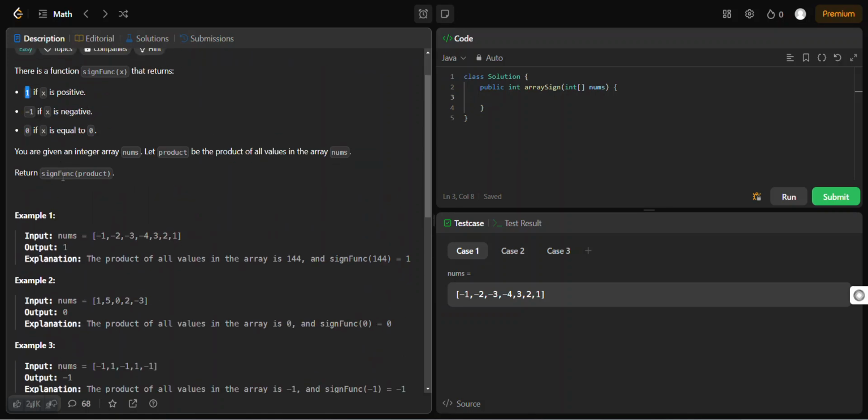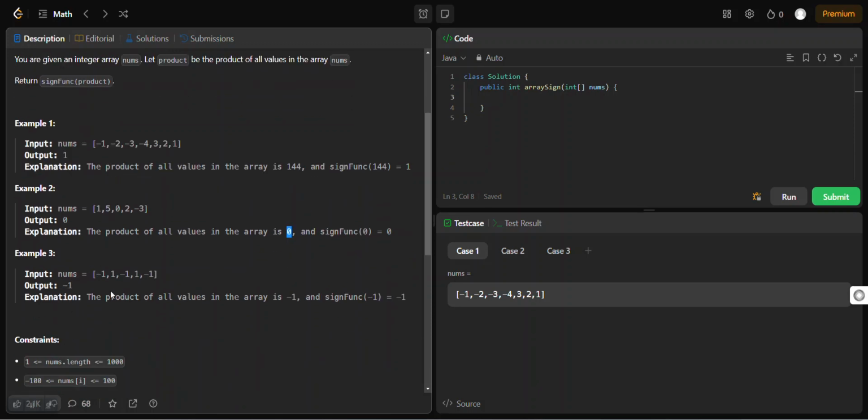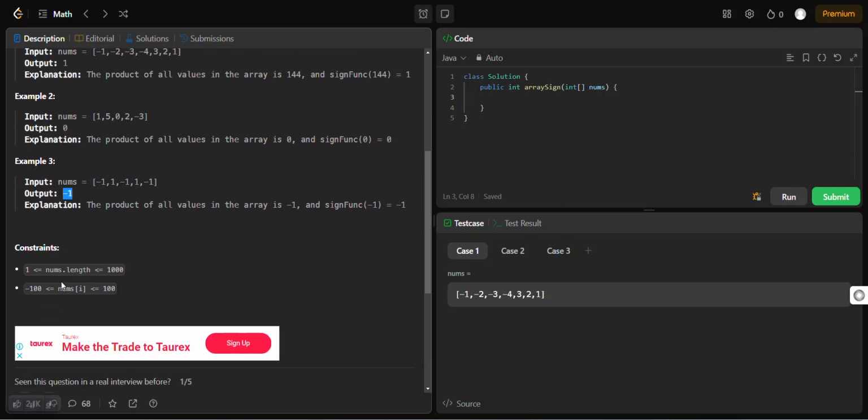Okay, as for sign. And for example 2, we have 0 as the product, so we are going to return 0. In example 3 we have -1 times 1 times -1 and so on. We are going to get -1, so it will be negative, so the output will be negative. And we have constraints. The length of nums is between 1 and 1000, and nums[i] is between -100 and 100.